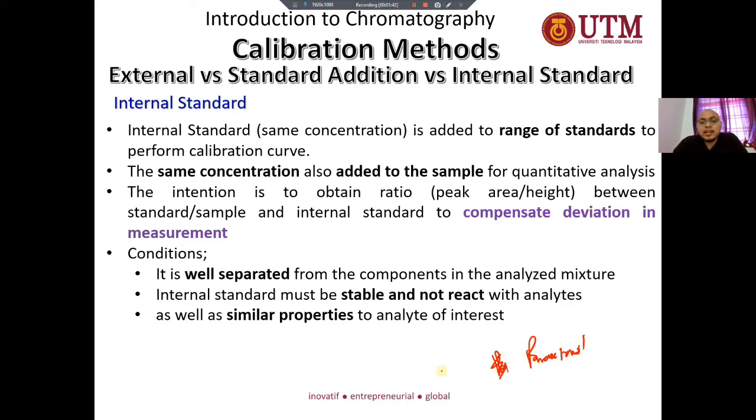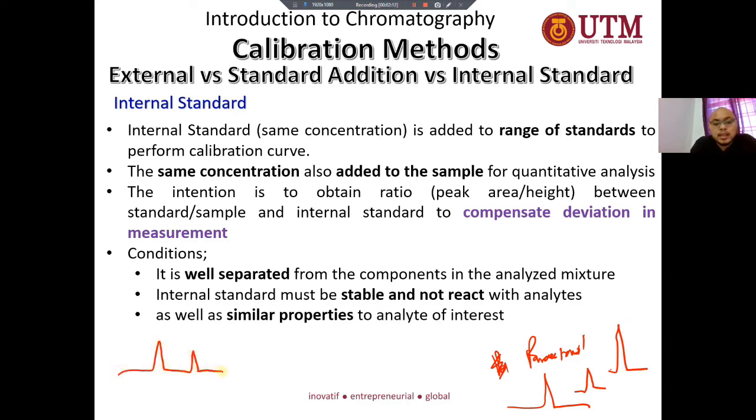For example, you want to analyze Panadol or paracetamol. You get the peak, but when you run multiple times, suddenly it may reduce or maybe become higher. So there is some fluctuation in the instrumentation. When this happens, you need to use the internal standard. Let's say here is the internal standard, the IS, and here is the paracetamol. IS stands for internal standard.